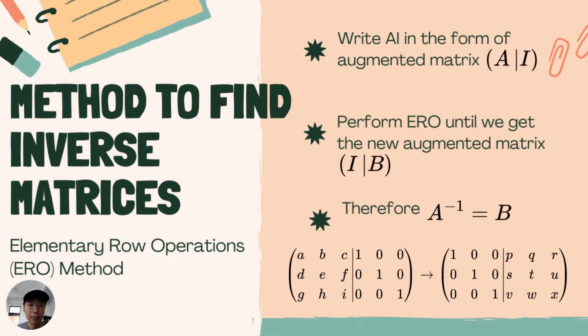Next, let me explain about the method to find the inverse matrix. This video mainly focuses on how to use the elementary row operation to find the inverse matrix. Firstly, we write A and identity in the form of an augmented matrix. Secondly, we perform ERO until we get the new augmented matrix. Therefore, the inverse of A is equal to B. Below we have an example. The inverse of the 3 by 3 matrix A, B, C, D, E, F, G, H, I, after performing the ERO method, we can get the answer, which is the 3 by 3 matrix P, Q, R, S, T, U, V, W, X.